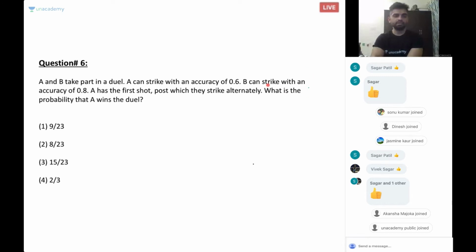Let's look at one interesting question based on probability. Question number 6. A and B take part in a duel. A can strike with an accuracy of 0.6. B can strike with an accuracy of 0.8. A has the first shot, post which they strike alternately. After A, B will strike, then A again, then B again, and so on. What is the probability that A wins the duel?